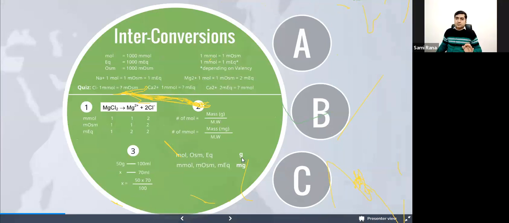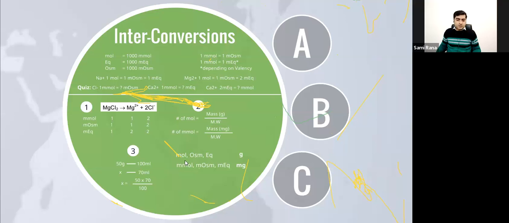Okay, take a look at this: moles, osmoles, and equivalents. When these things are given in your questions mostly, and you stay on this level of unit, you will be playing with grams. If you go into millimoles, milliosmoles, and milliequivalents, if these things are dominant in the question, then you convert everything into milligrams.